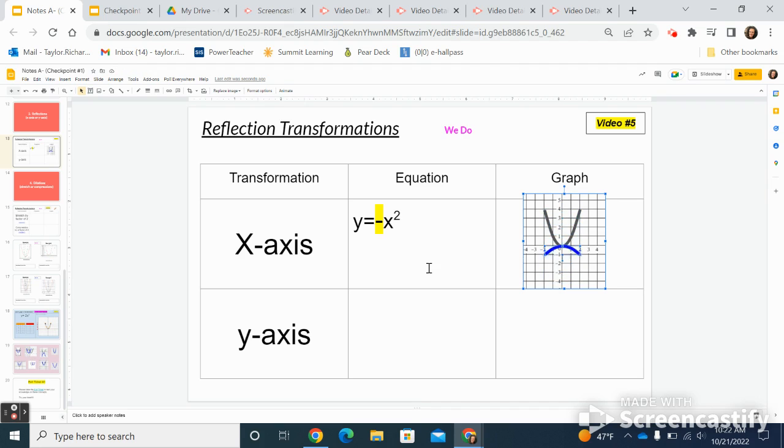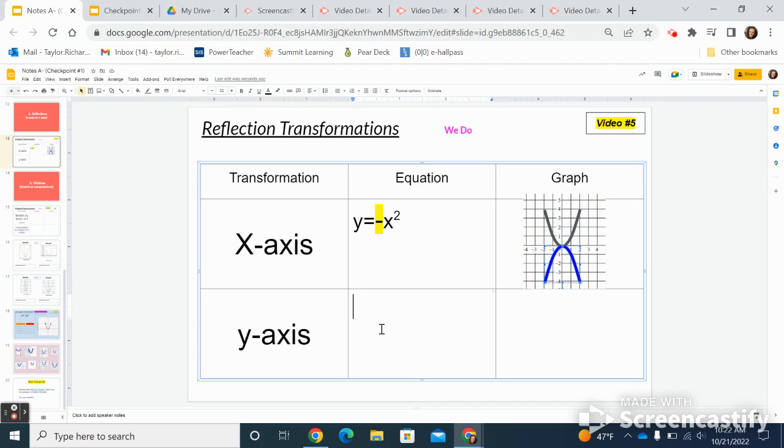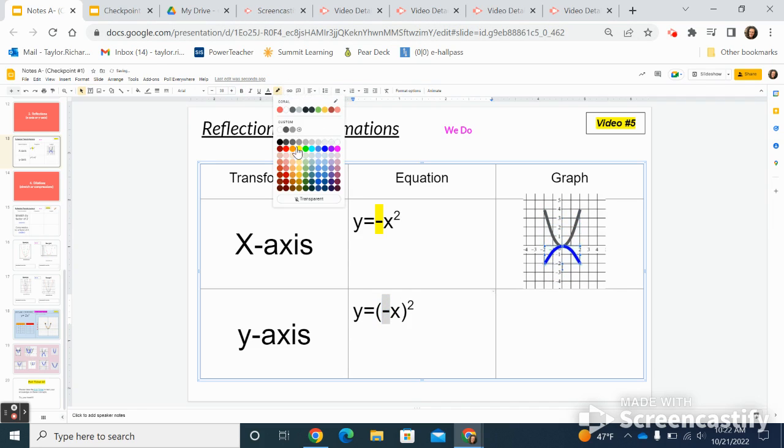Now, to reflect over the y-axis is a little weird, but again, we're still going to start with our parent function. Now, this one is kind of like our horizontal. We're going to put parentheses around it, and it's still just a negative sign, but the negative sign is inside parentheses. That's the only difference, and it is a pretty big difference, so it's inside parentheses.